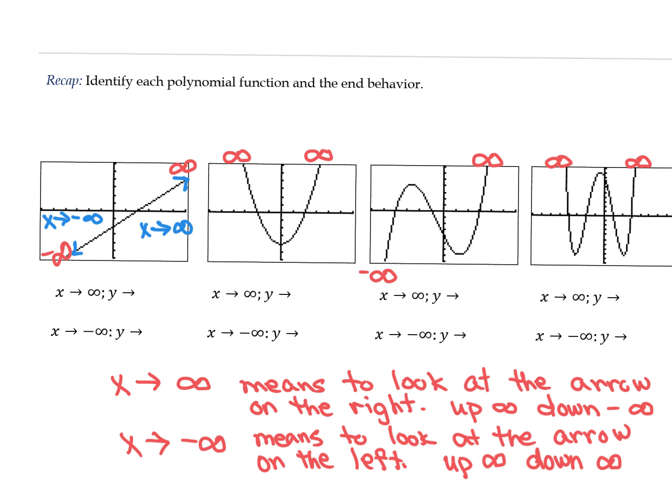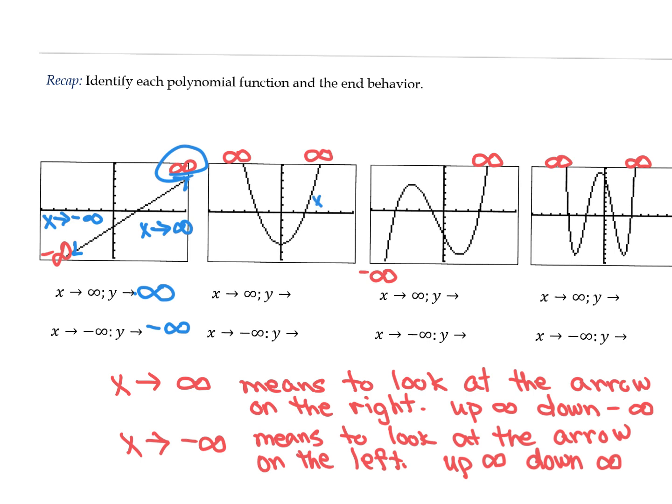So to fill in the statement, as x approaches infinity, y is approaching positive infinity, because the arrow on the right-hand side is going up. As x approaches negative infinity, which is talking about the left-hand side of the graph, the arrow represents the end behavior of y, and it is going down, so that would be negative infinity.